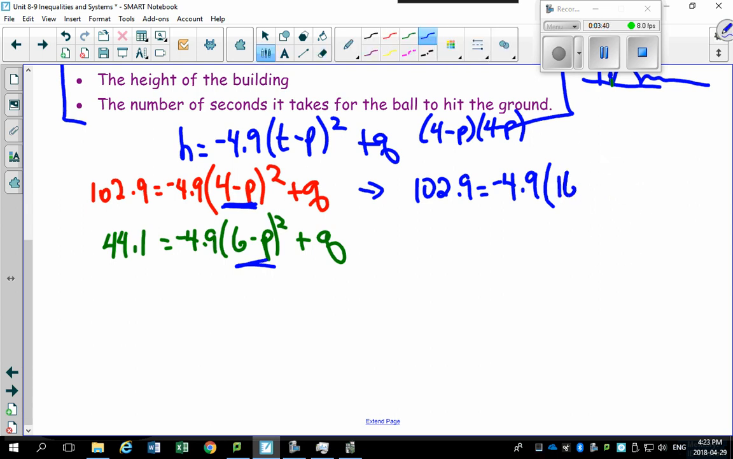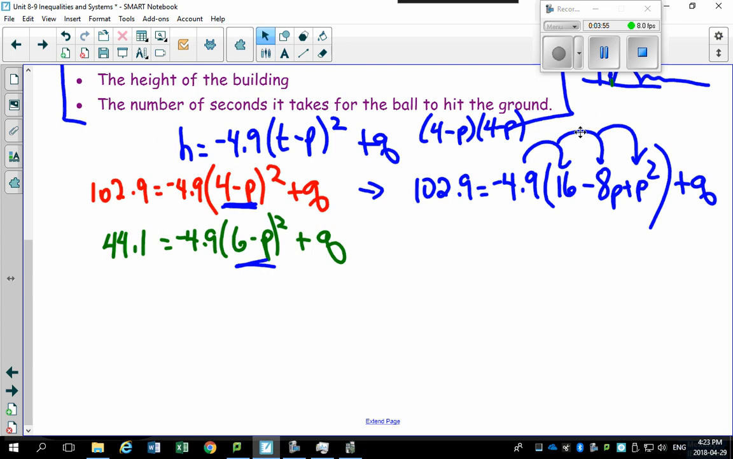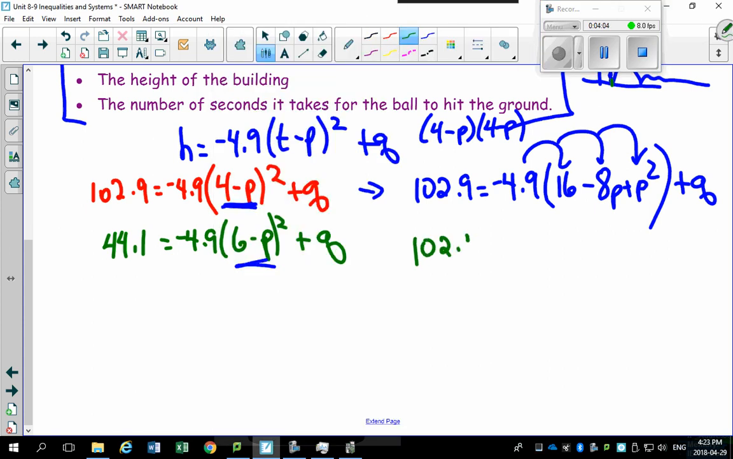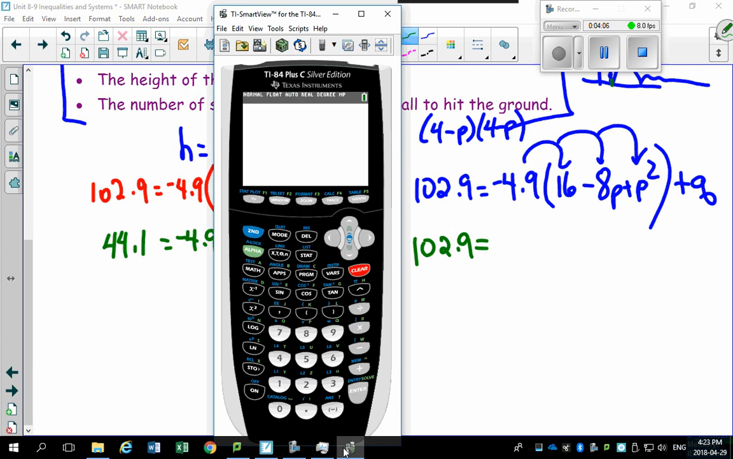This is 16 minus 8p plus p squared, and that's plus q. Beautiful, okay? That's what this is. Let's distribute this in. Oh my goodness, what a mess this is going to be. It's going to give us ugly numbers. I'm going to definitely bring up my calculator on this one. Okay, so here we go. Let's distribute this in. I got 102.9 equals. Okay, calculator, where are you?